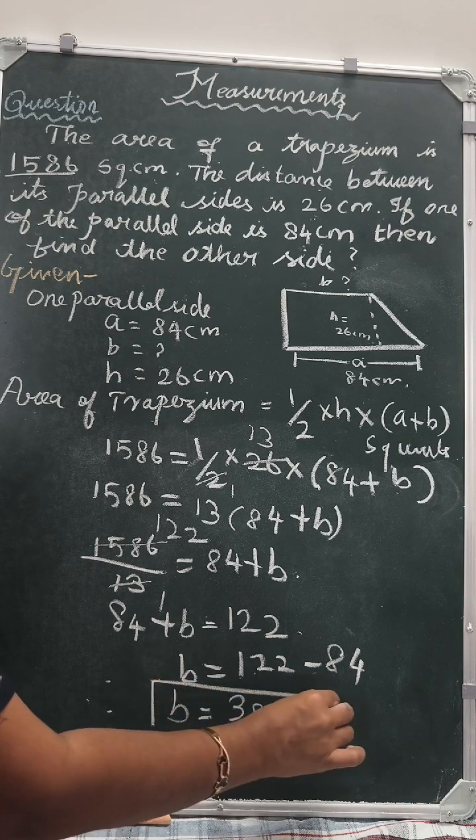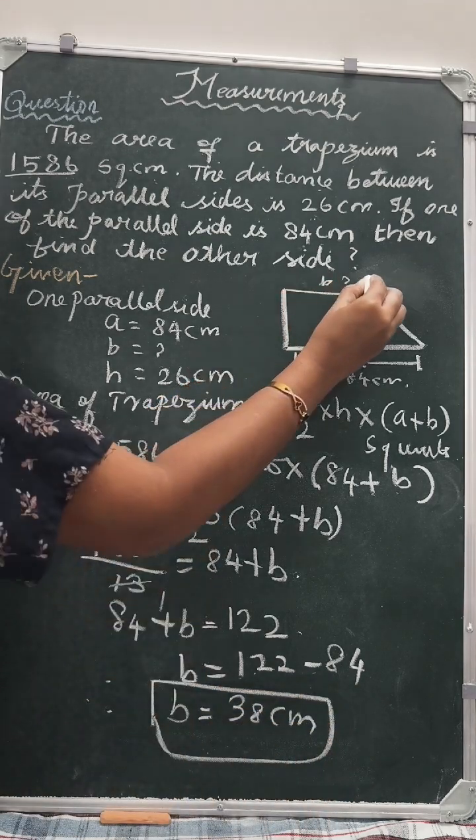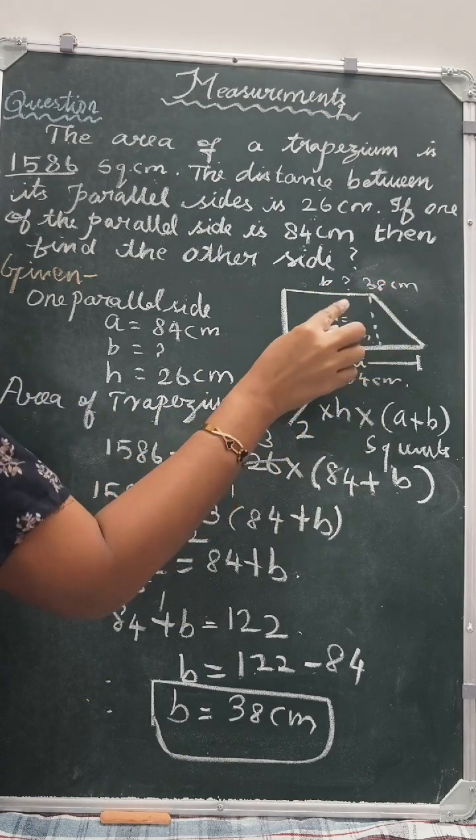So we have found what is B. Right? So B here is 38 centimeter, that is the other side.